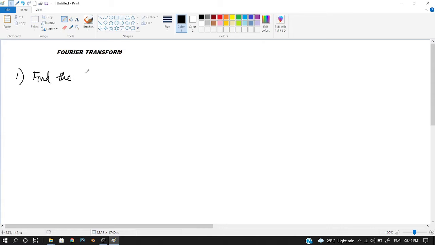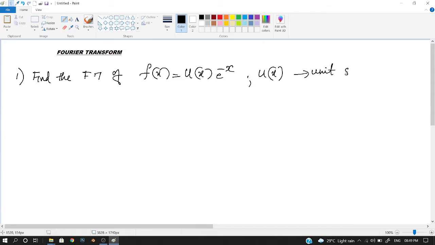Find the Fourier transform of f of x is equal to u of x into e raised to minus x, where u of x is the unit step function.